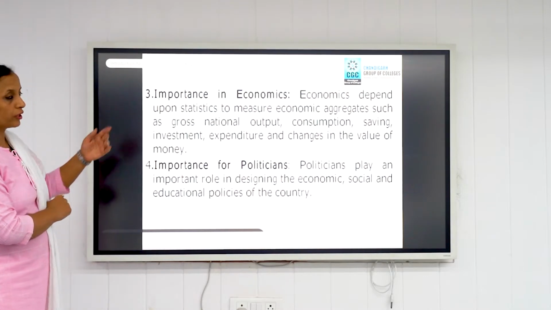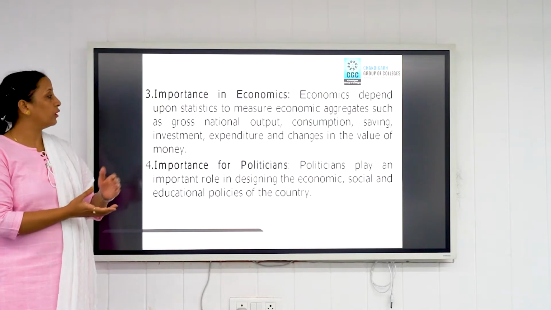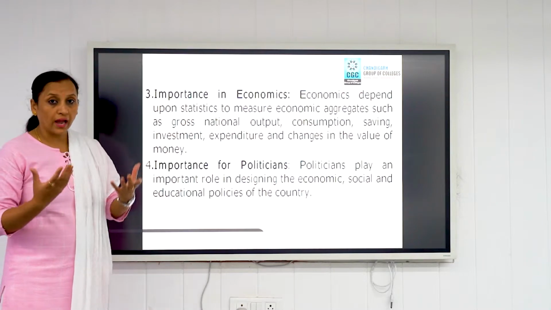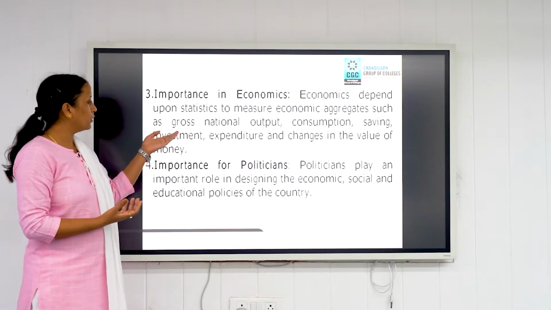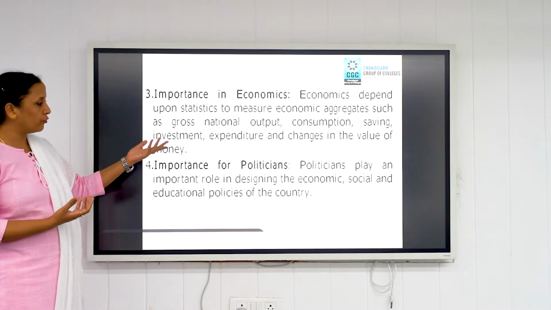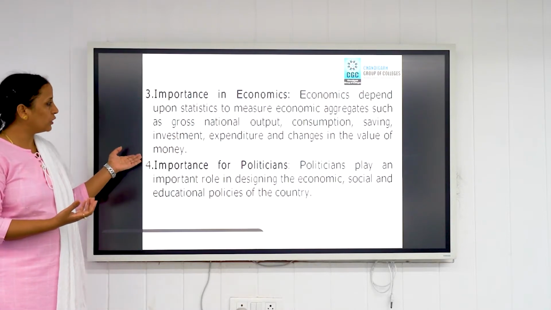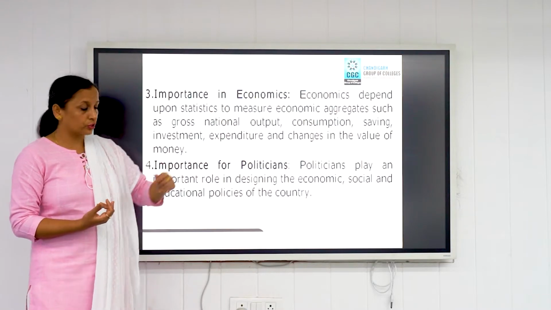Then come to the importance in economics. Economics depends upon statistics to measure economic aggregates. For economic aggregates, we can collect the data of gross national output, consumption, savings, investments, expenditure, and changes in the value of money. So these are examples in economics where we can use statistics.